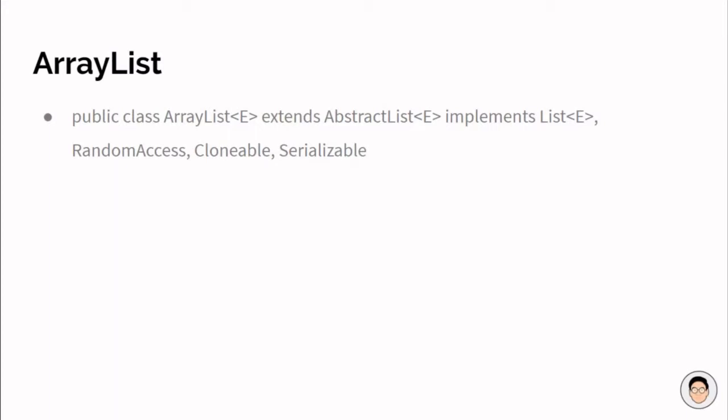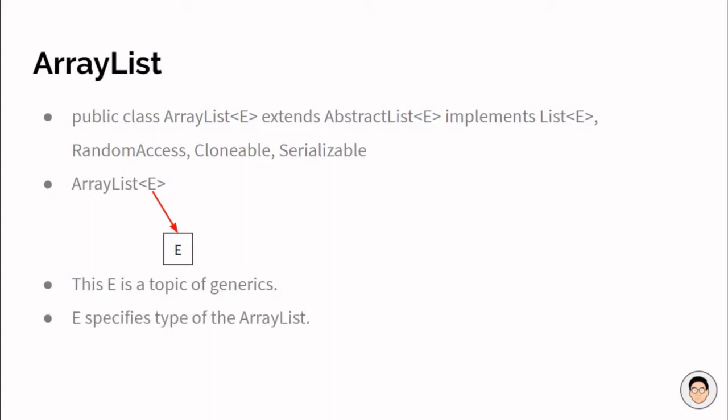The new thing is this E. This E is a topic of generics. We will not go much into details about generics because it takes a whole new playlist to explain it. So we will understand whatever is necessary to understand collections. This E specifies the type of the ArrayList.